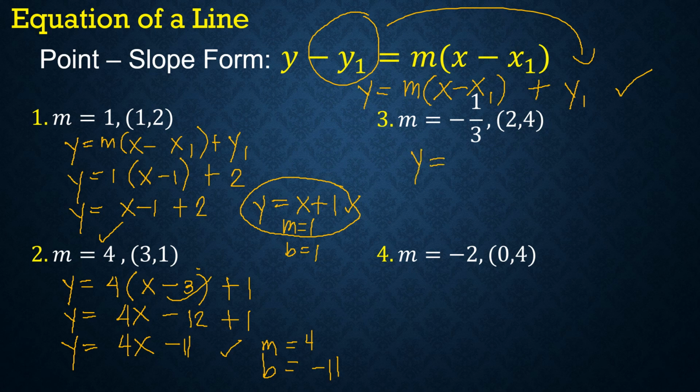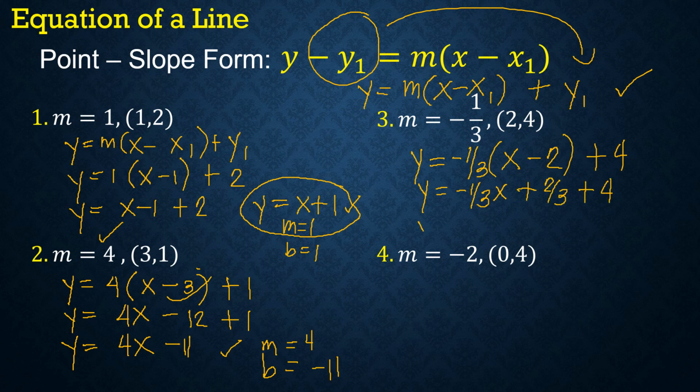Third, slope is negative 1/3, and the point is 2 and 4 as the coordinates. So we have y is equal to negative 1/3 times x minus the x coordinate 2 plus 4. Distribute, 1/3 times x is 1/3 x. Negative 2 times negative 1/3 is positive 2 over 3. Add that to 4. So y is equal to negative 1/3 x.